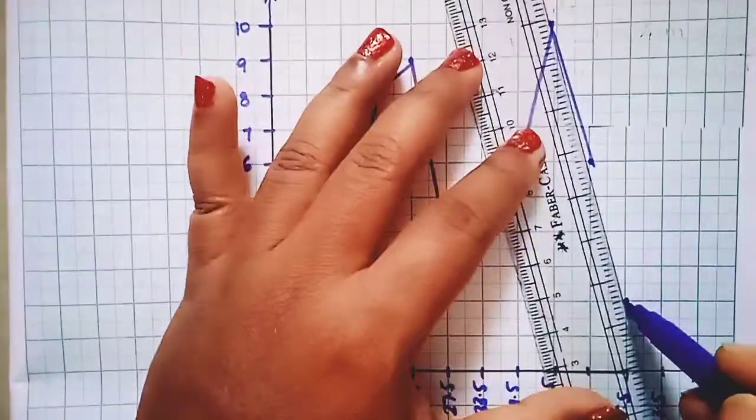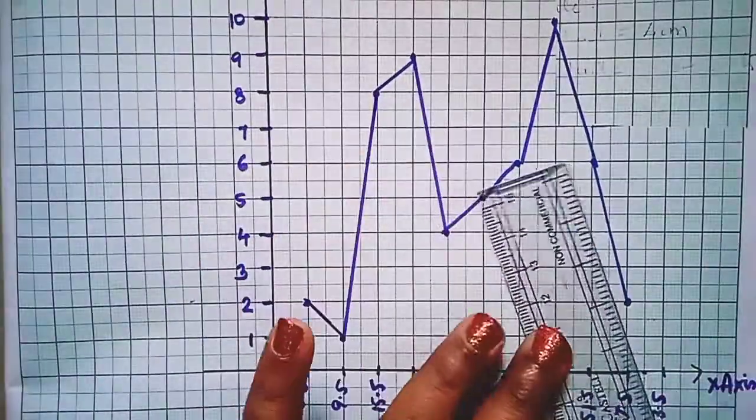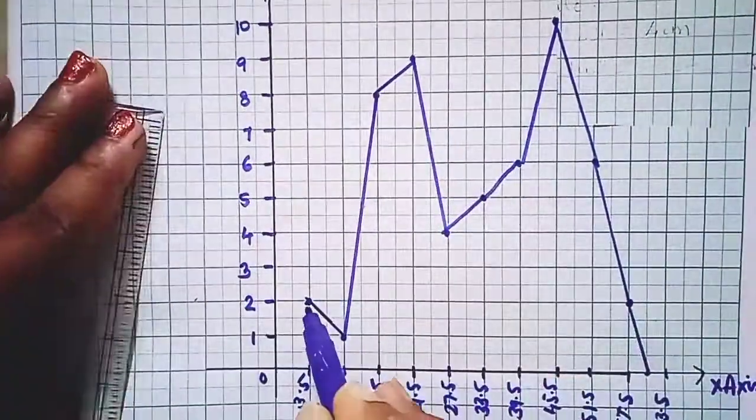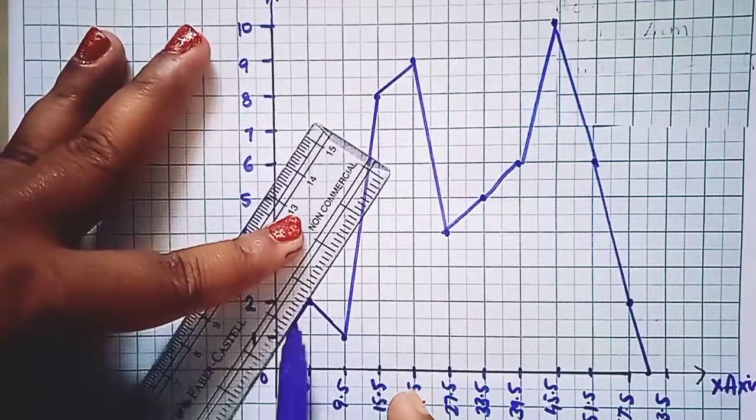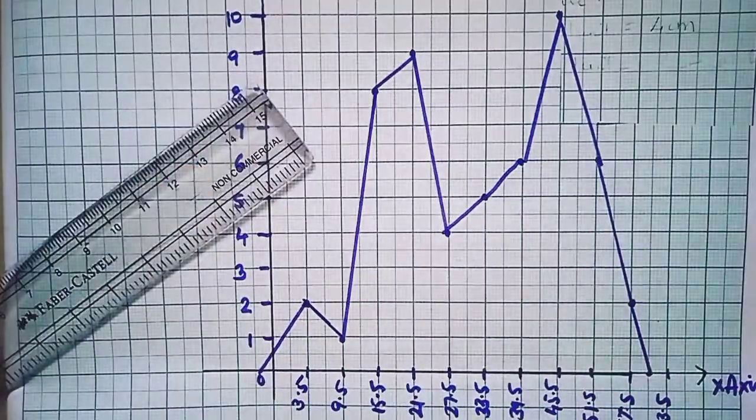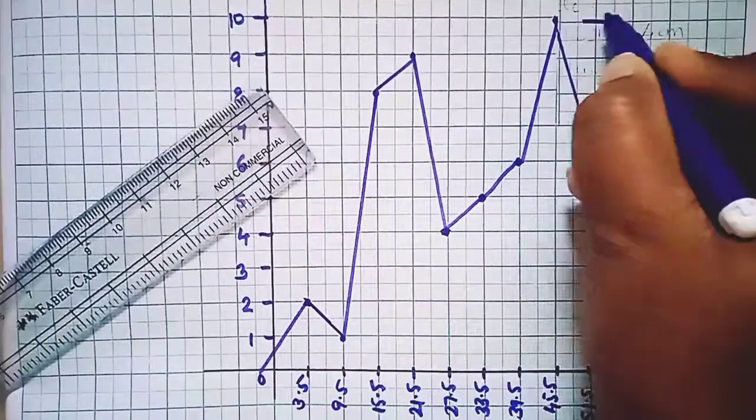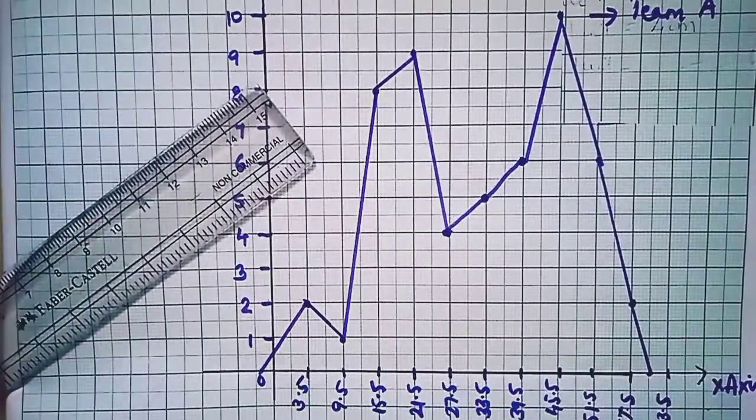Now you can see it does not touch the x-axis. Extend on either side so that it touches the x-axis, only then is the polygon complete. So highlight the points and name it team A.